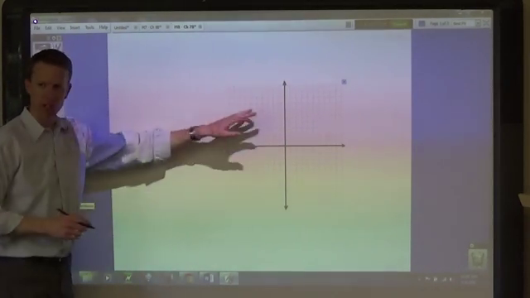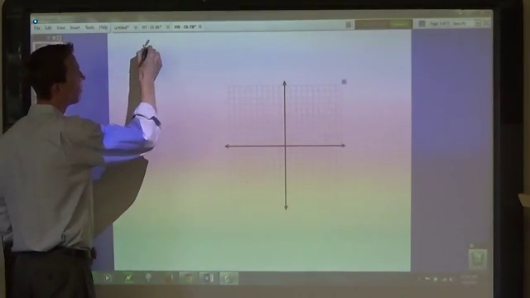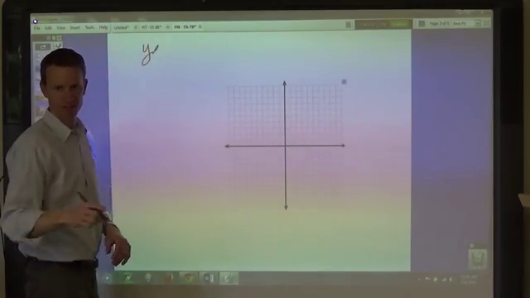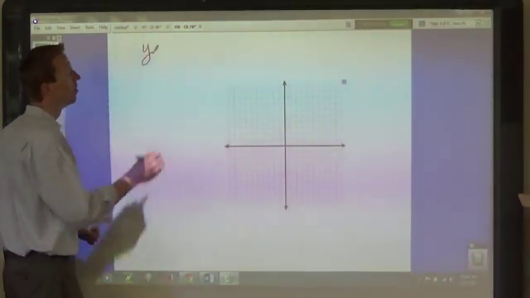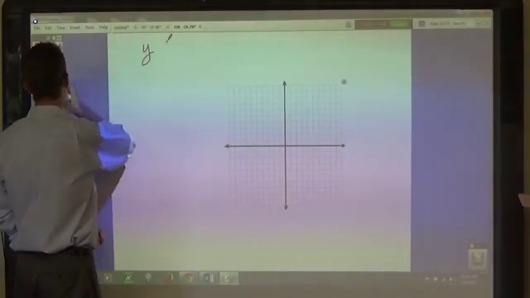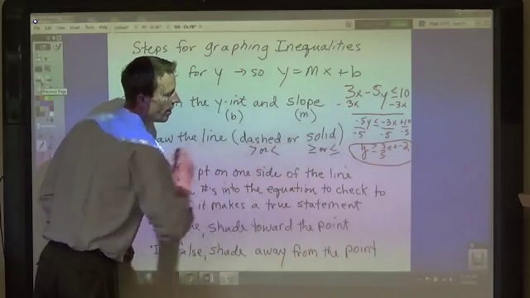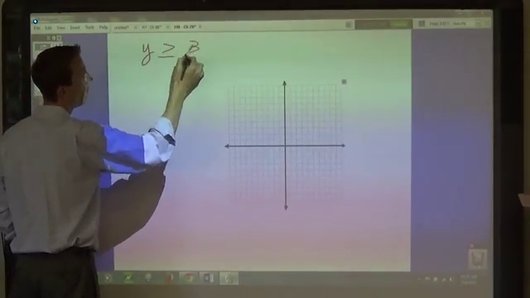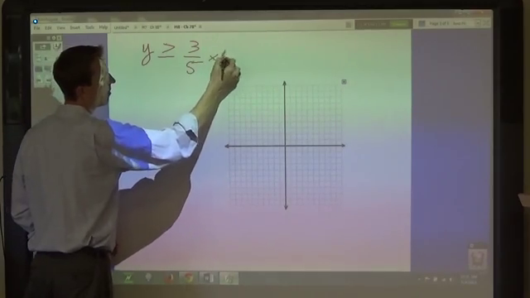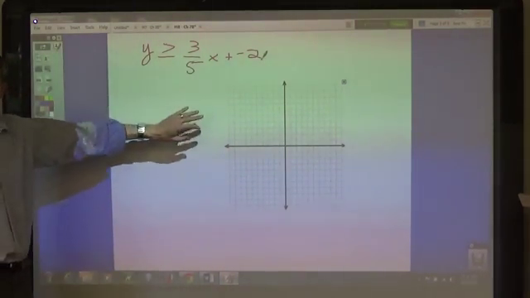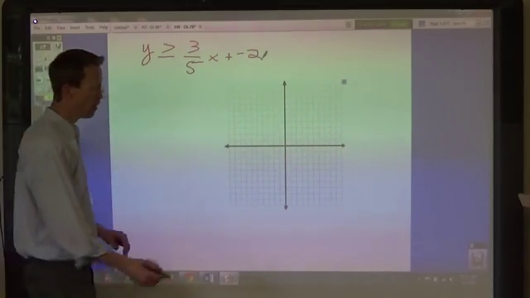What was the equation that we solved for? It was y. Who wrote it down? Y is greater than or equal to 3/5 x plus negative 2. That was what we solved for? And you know how to graph that, right?